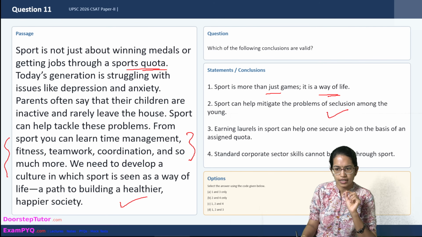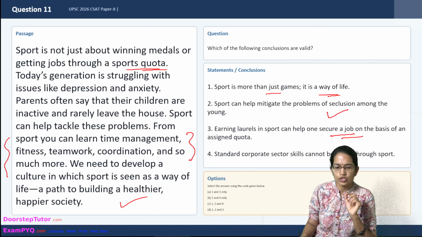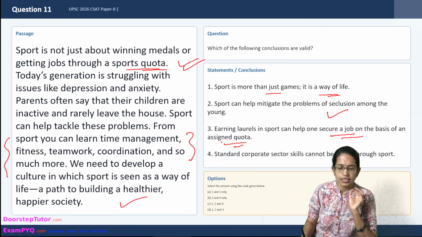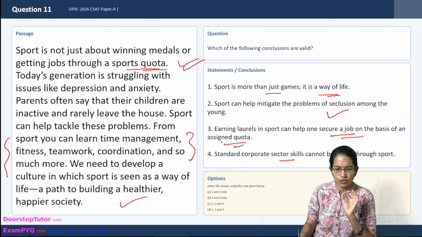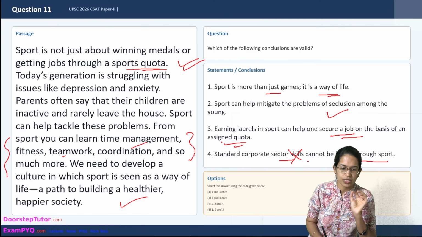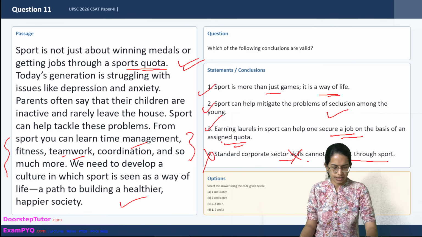That's again a correct statement that has been mentioned. So 1 and 2 are the valid statements. Now, learning laurels in sports can help secure a job on the quota. That's again mentioned here, so 3 is again correct. Standard corporate sector skills cannot be learned through sport. That is nowhere mentioned, because this talks about time management, fitness and teamwork. So definitely it would benefit there. So this cannot be applied. So 1, 2 and 3 would be the correct options here.